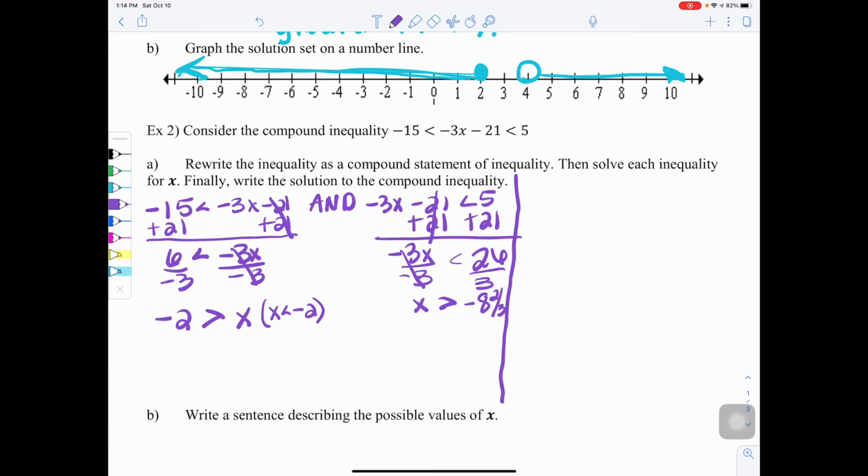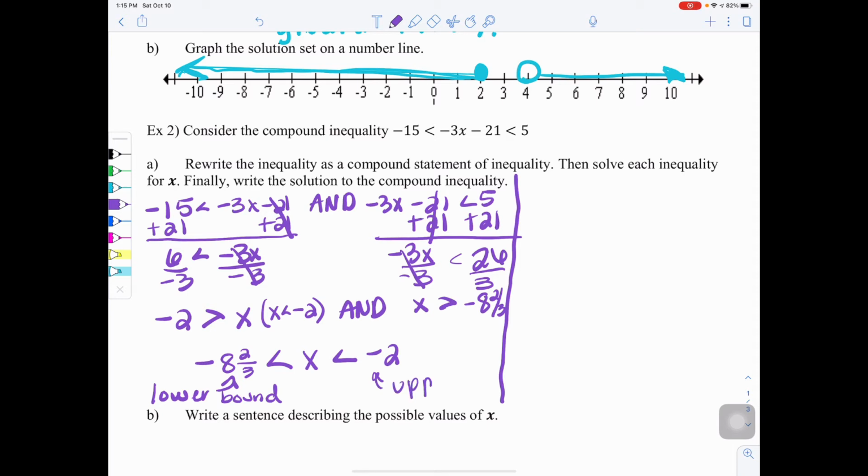So if I look at these two things, both of them have to happen at the same time. And we know it's going to be one where it's sandwiched in between. So we're going to have our x values. It's going to look like this because they're symbols with no or equal to. And you want to put the lower number first. So the -8 2/3 is going to go on this side. This is the lower bound. And then the -2 is going to go on that side because that would be the upper bound, the highest. And our x value is going to be sandwiched in between.